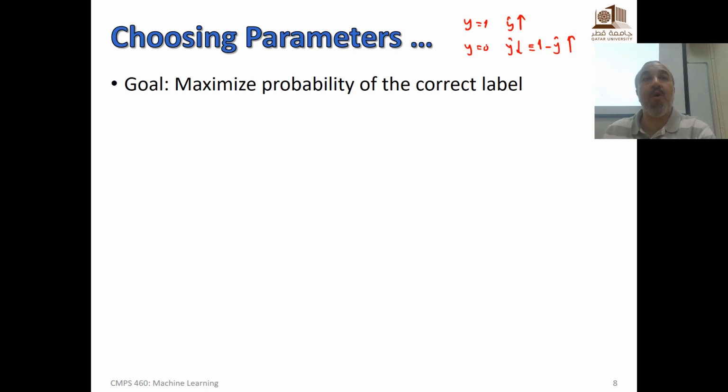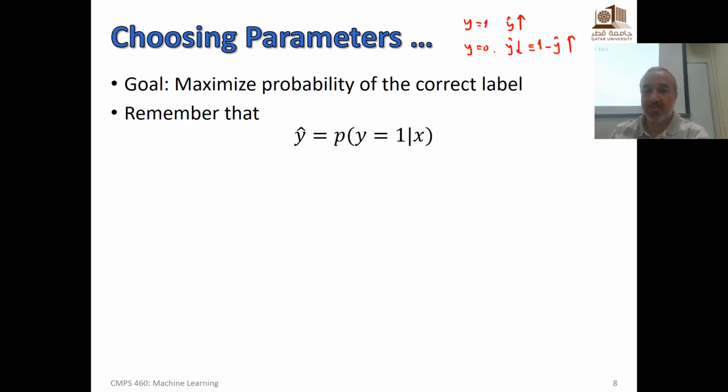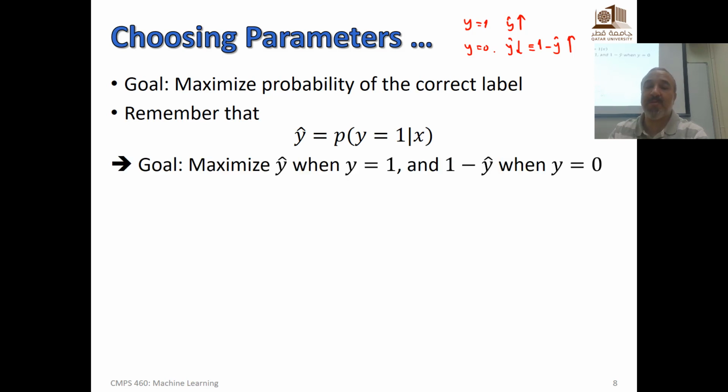Okay, now we want to learn the parameters so that we can maximize the probability of the correct label. We want to maximize a function that will give us y hat when y is 1, and 1 minus y hat when y is 0. If we remember that y hat is the probability that y equals 1 given x, then we want to maximize y hat when y is 1 and 1 minus y hat when y is 0. So our goal is to maximize that function. Are you with me so far?